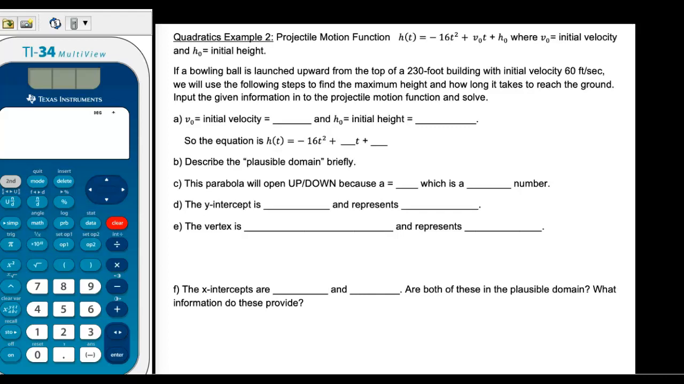In this video, I'm going to do a quadratics example that has to do with projectile motion. I think this is some of the more fun and interesting applications of quadratics, and so hopefully you'll enjoy this too.